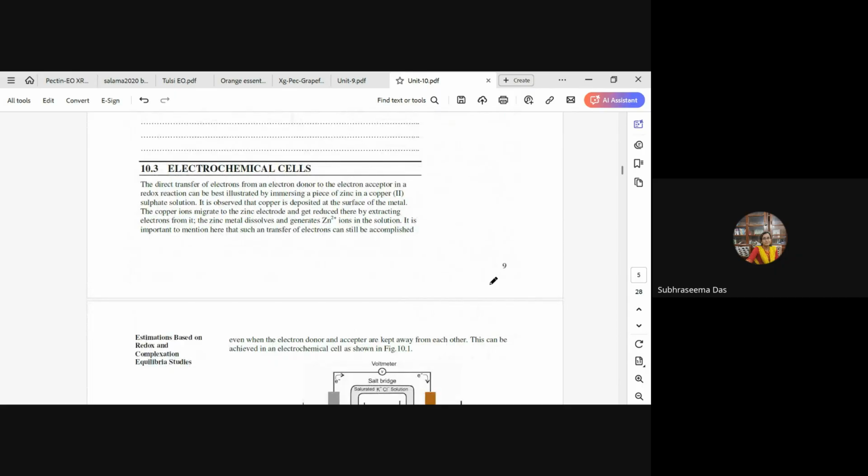Then coming to electrochemical cells. The direct transfer of an electron from the donor to the acceptor is best exemplified by immersing a piece of zinc in copper sulfate solution. It has been observed that copper is deposited at the surface of the metal. The copper ions migrate to the zinc electrode and get reduced by extracting electrons from it. This has been shown here.